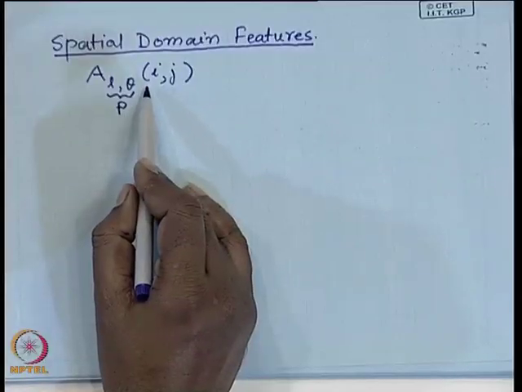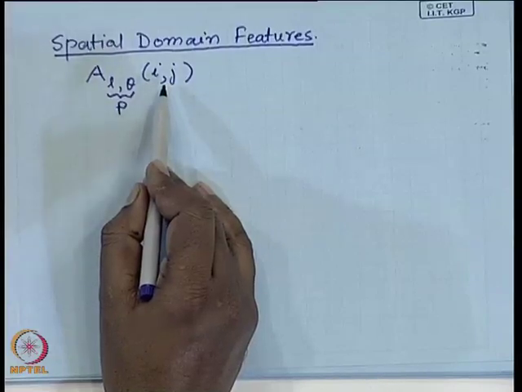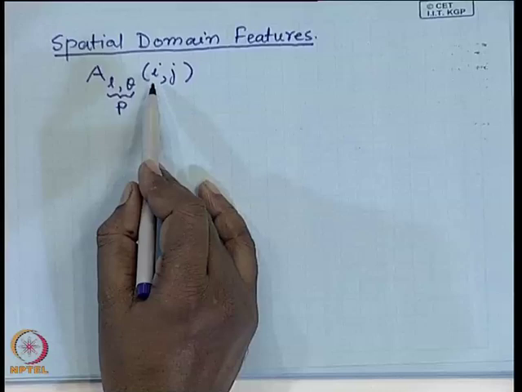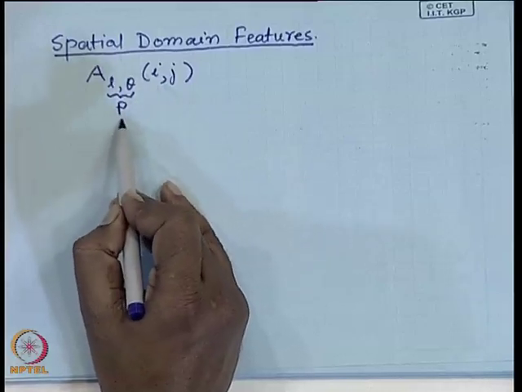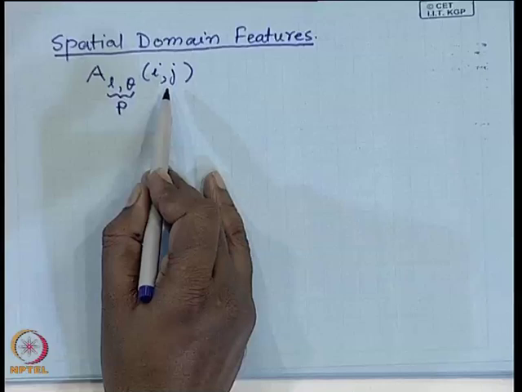As we are saying that it is a co-occurrence matrix, it tells you the frequency at which an intensity value I and an intensity value j will occur together, where the position of I is defined by this position parameter P with respect to intensity value j. Is that okay?